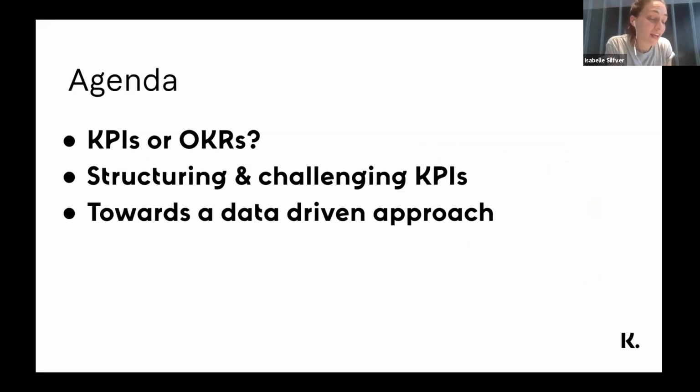Today I will be covering quickly KPIs versus OKRs. I know that this is a heated topic around in the product world. How I've structured and challenged the KPIs that I originally set and how it kind of evolved over time. And then how me and my team went to a more data-driven approach with our everyday work with our KPIs.